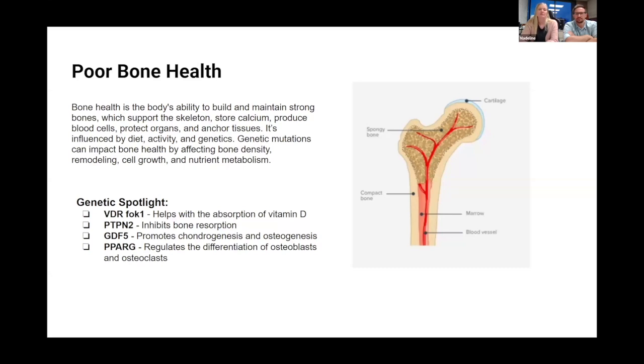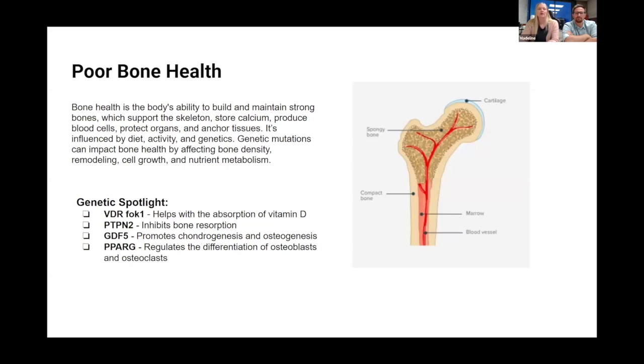And so some of the genes that we focused on in this trait is the vitamin D transporter, and that helps with the absorption of vitamin D. And vitamin D is critical for the absorption of calcium, which is critical for the health of your bones. So it's this big, long chain pathway that we start from the top and work at all of the separate pieces individually.